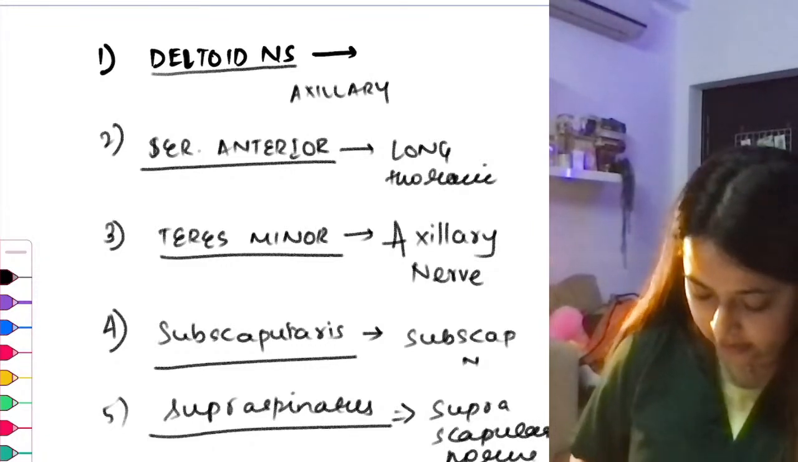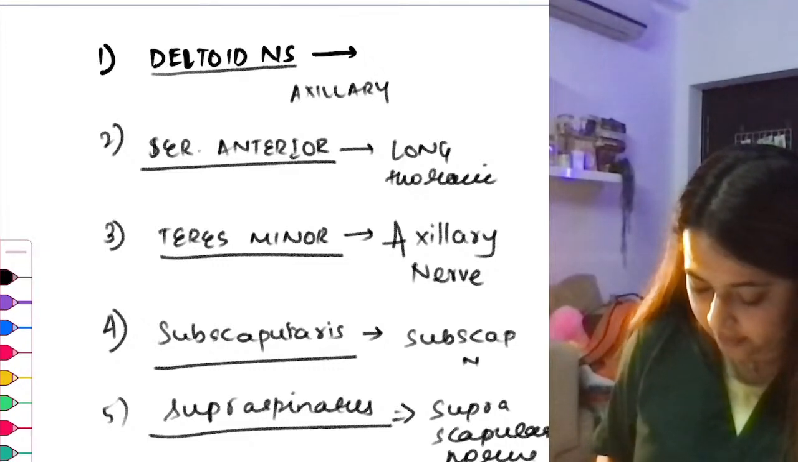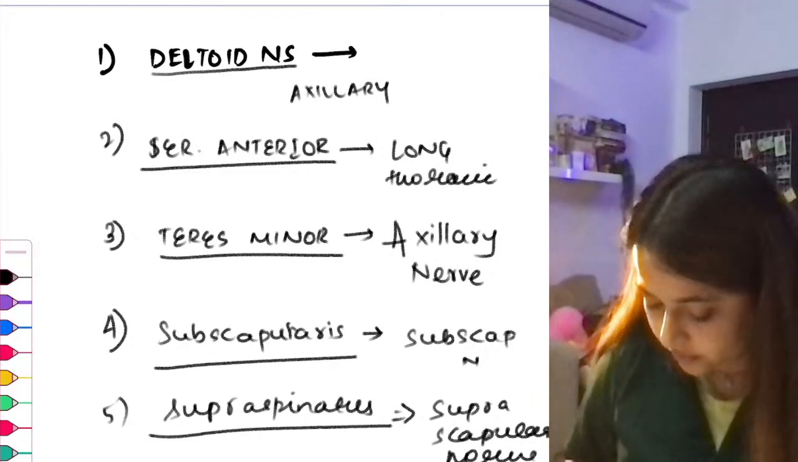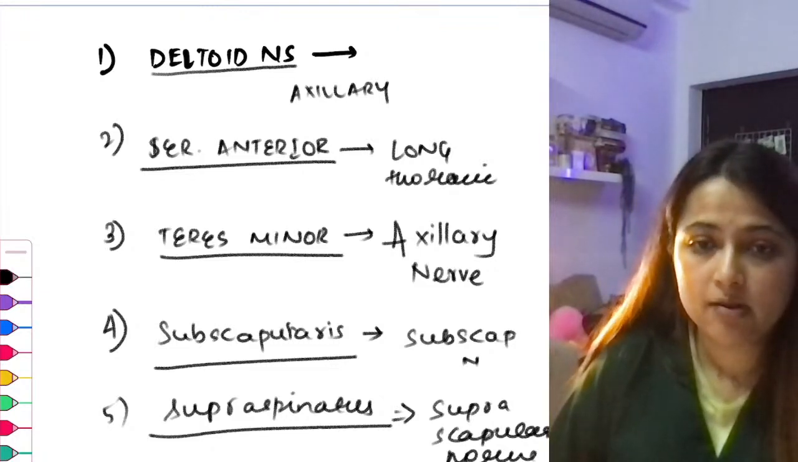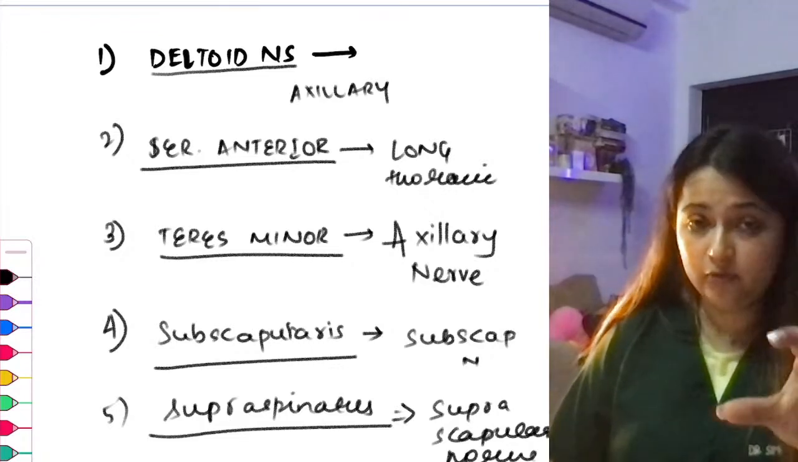Okay. Similarly, infraspinatus nerve supply. The answer to this question is, again, suprascapular nerve. Okay. This was just a brief overview.